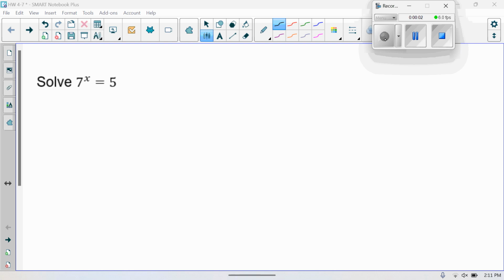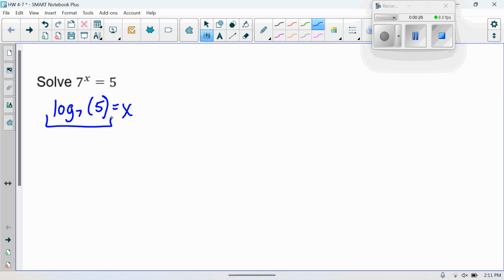Okay, so if you remember back to Algebra 2, when we solved a question like this, we would convert it from exponential form into log form. So we would write log base 7 of 5 equals x. And then we would go here in our calculator and type this in. But there's another way to solve this problem.